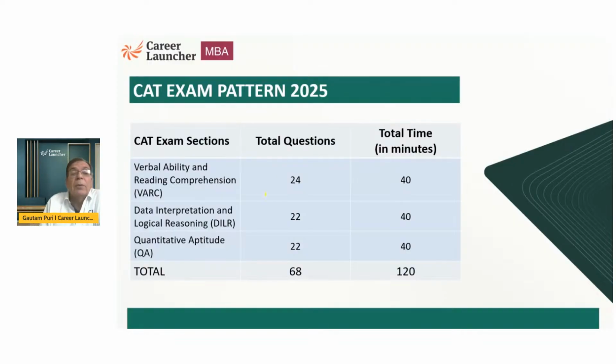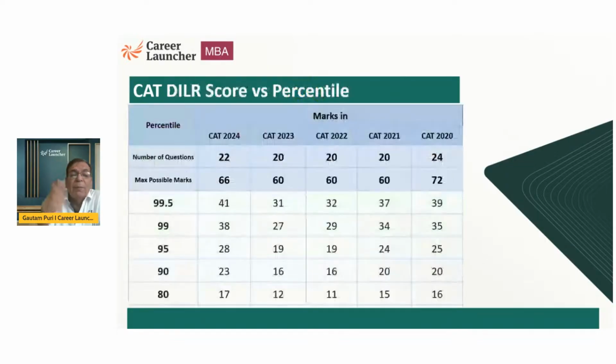Now, what we are talking about is the second section of CAT, which has got 40 minutes and 5 sets of data, typically 22 questions. And this was the pattern for CAT 24, but we expect the pattern to remain the same for CAT 25 also.